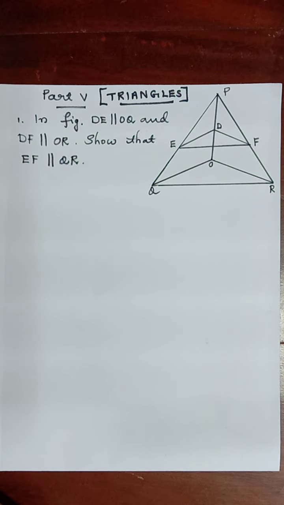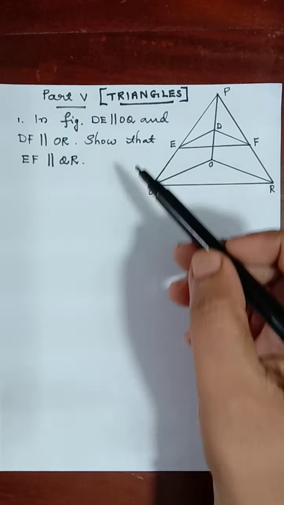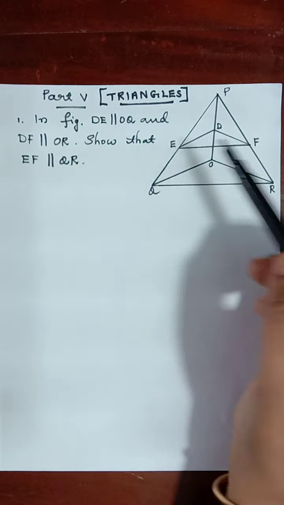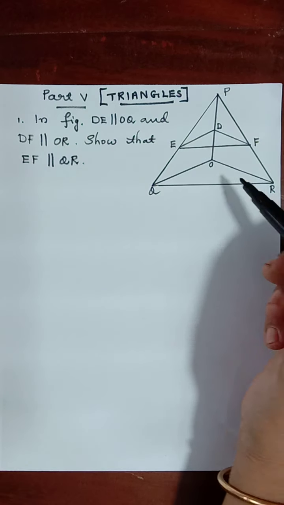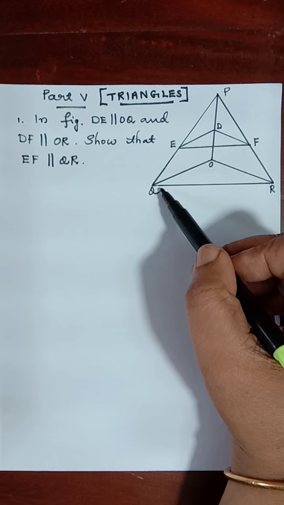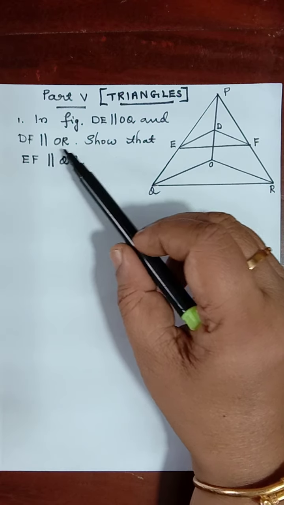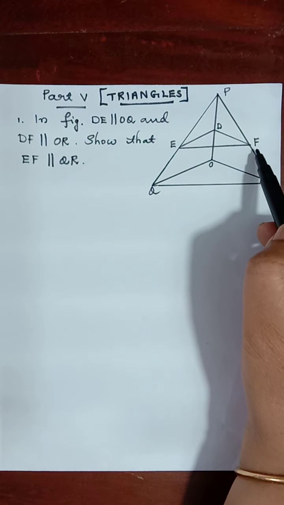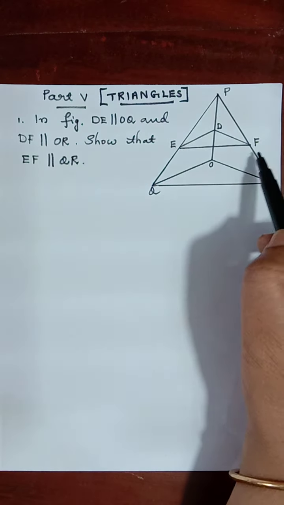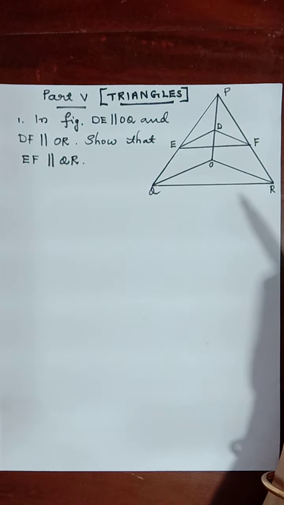Let us move on to the first question. In the figure, DE is parallel to OQ and DF is parallel to OR. You can see in the figure DE is parallel to OQ and DF is parallel to OR. Show that EF is parallel to QR.